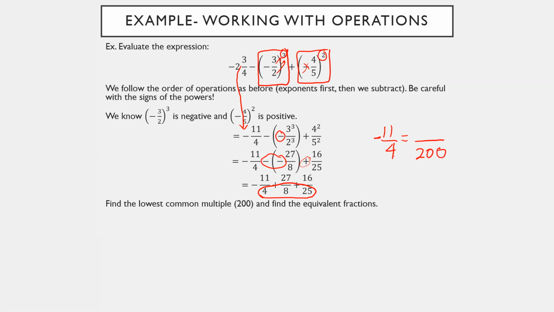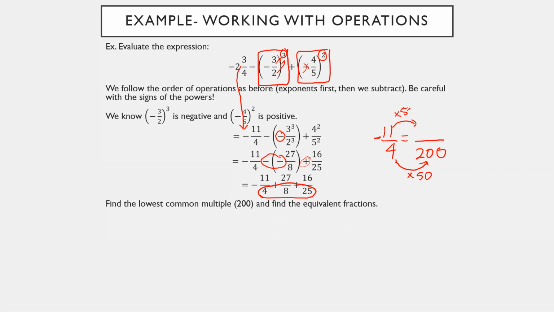So I'm just going to briefly show you how I found all the equivalent fractions before I show them to you. For this one here, negative 11 over 4, how do I switch that to a fraction with a denominator of 200? I have to think, how do I go from 4 to 200? I multiply by 50. So that means I have to multiply the numerator by 50 as well.